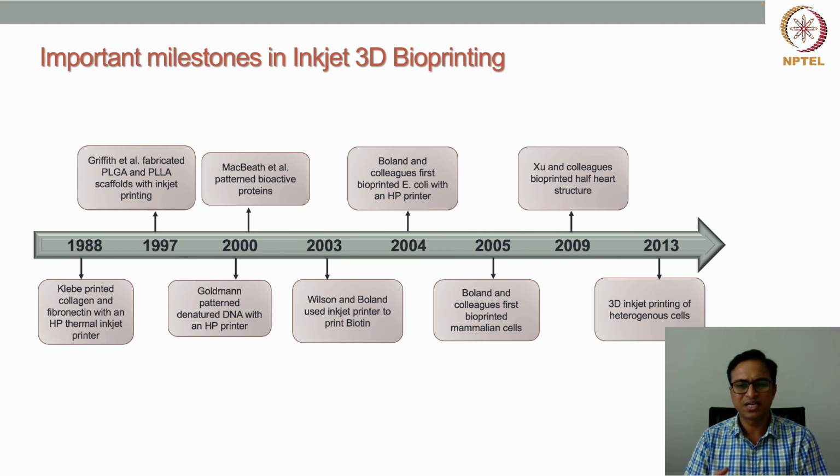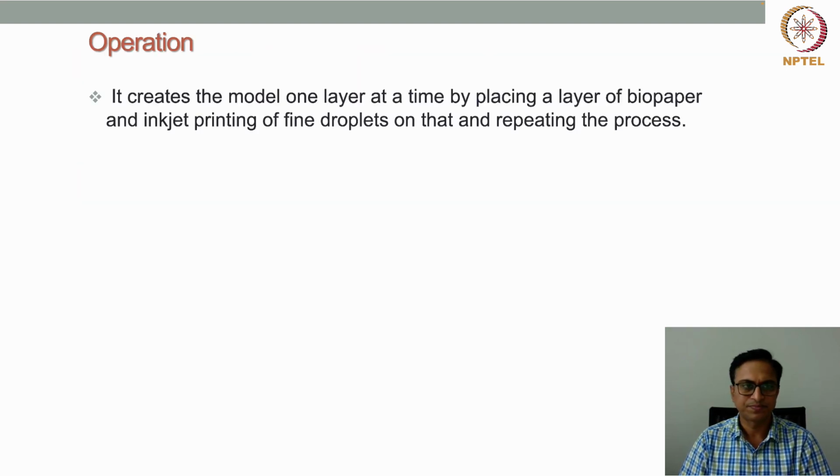After that, various research groups have been working on different applications of this inkjet bioprinting technology. Now it is a very popular technology for printing cells, because in this case we can even print single cells and pattern them. We can pattern different bioactive components like proteins, DNAs and other things. That's why this technology is very popular and has been widely used for various applications.